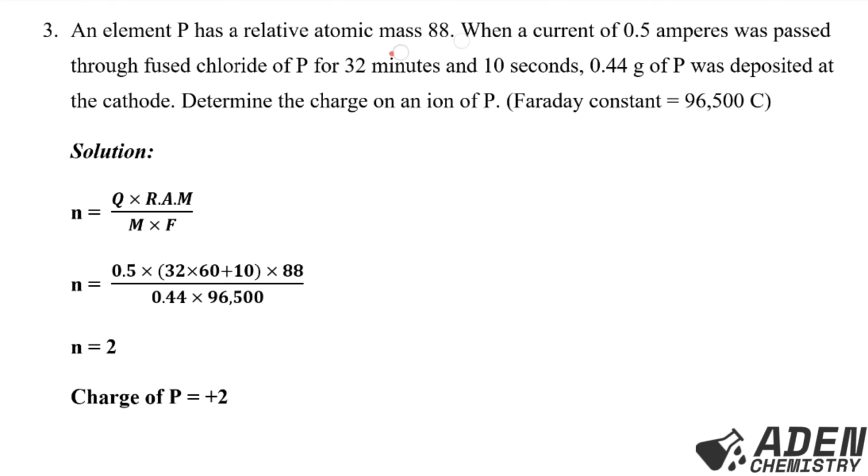The Rm of B is given 88, divided by the mass deposited, which is 0.44 gram, then multiplied by F, which is the Faraday constant, that's 96,500 coulombs. When we put all this in the calculator, we're going to get 2. That means the charge of B, or the oxidation number of B, will be plus 2.